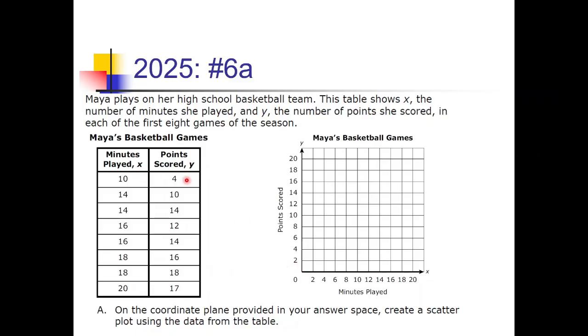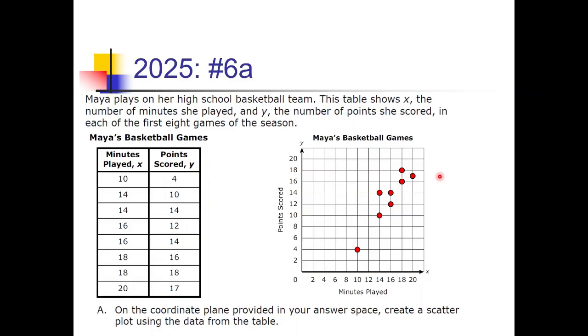So we've got 10 and 4, so we're over 10 on the minutes and up 4 on the points, so we're right there. And then 14 and 10, so 14 and 10 is going to be up here. And then 14, 14, so going up a little higher. 16 and 12 brings us back down here. 16 and 14 is right up here. And then we have 18 and 16 is all the way up here. And then 18 and 18 is up here. And our last point is 20 and 17, so we're over 20, and we need half a grid line for 17. That's going to be between 16 and 18.